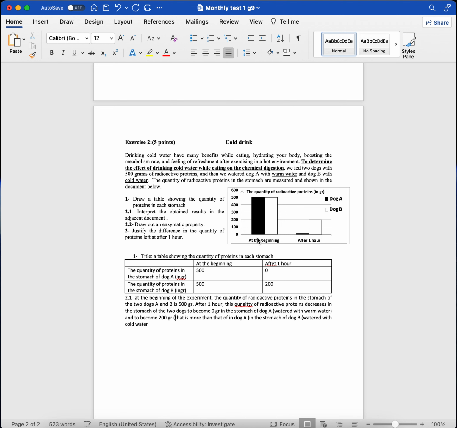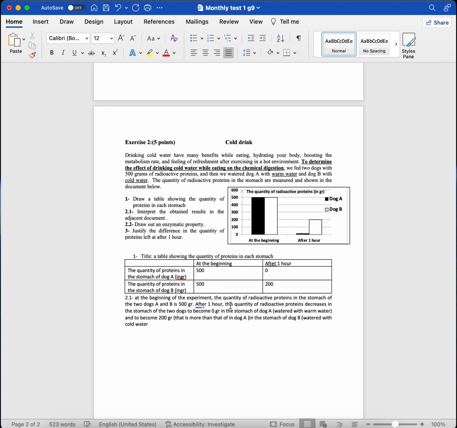Focus here. This kind of interpretation you have to compare and to analyze. Meaning here both of them decreased, this one decreased to zero and this one decreased to 200, but I want to say that this one decreased to 200 only, and 200 is more than zero. I want to say that here the digestion finished, here it stayed partial, something stayed in it. I want to make a comparison here, they are not the same.